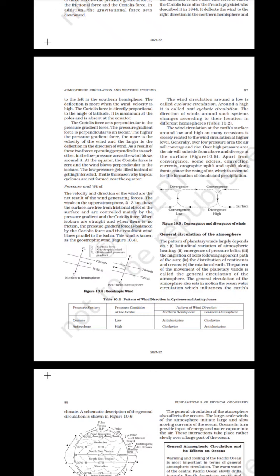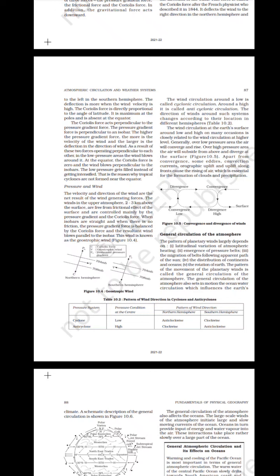The Coriolis force acts perpendicular to the pressure gradient force. The pressure gradient force is perpendicular to an isobar. The higher the pressure gradient force, the more is the velocity of the wind and the larger is the deflection in the direction of wind. As a result of these two forces operating perpendicular to each other, in the low pressure areas the wind blows around it. At the equator, the Coriolis force is zero and the wind blows perpendicular to the isobars. The low pressure gets filled instead of getting intensified. That is the reason why tropical cyclones are not formed near the equator.